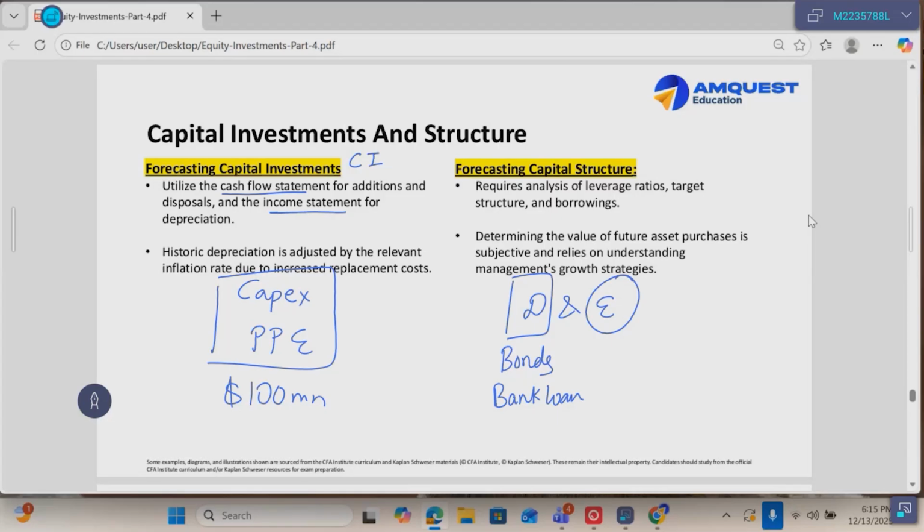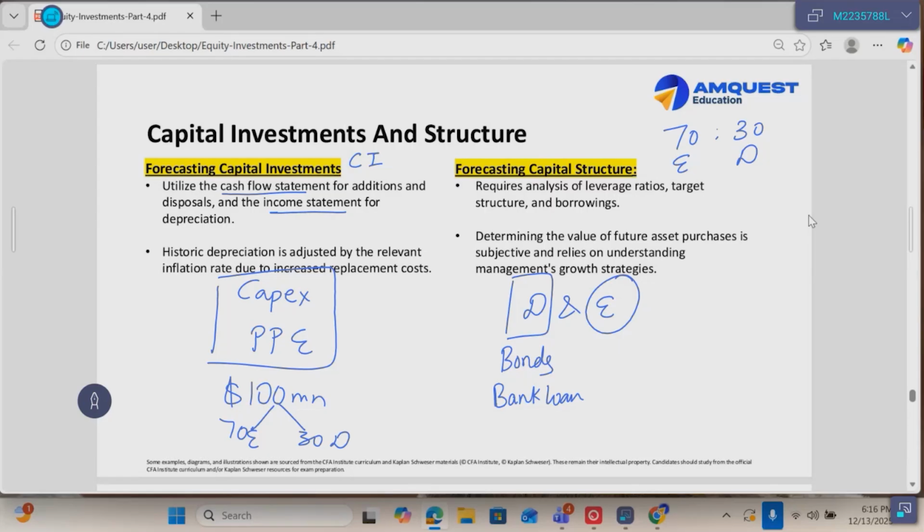So let's say there's a company, the company wants to maintain a 70-30 ratio, 70 equity and 30 debt. That means if I am raising 100 million, 70 will come from equity or from reserves and surplus, and 30 will come from debt. So this target capital structure will come from the management's understanding from the annual report or from the discussion with the management. We are also determining the value of future asset purchases, and it is subjective. It relies on understanding of management growth and strategy.